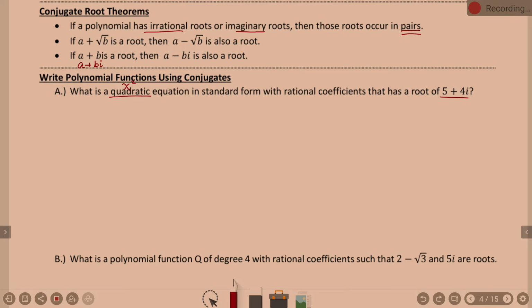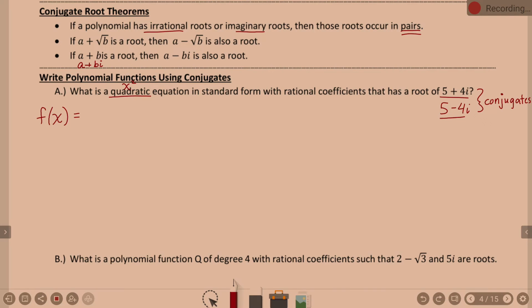What do we know? If 5 plus 4i is a root, then 5 minus 4i is a root. Okay? These are the conjugates. Conjugates, you keep the same pieces, you just change the middle sign. So if 5 plus 4i is a root, so is 5 minus 4i. Now, we have to write this as an equation. So, as I write it as an equation, first of all, I'm going to start with f of x. That's probably what you're going to see in homework.